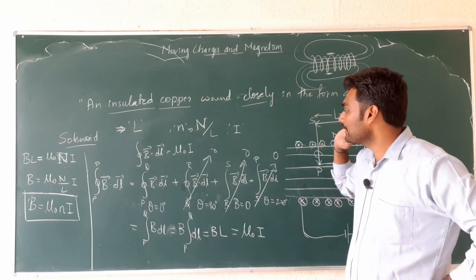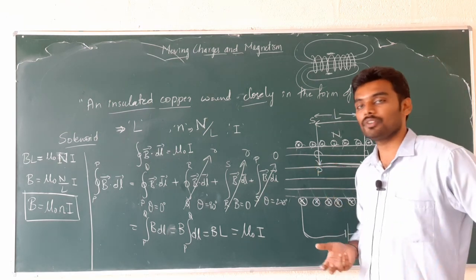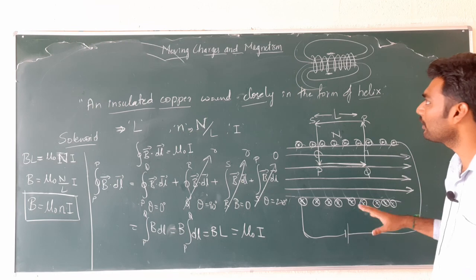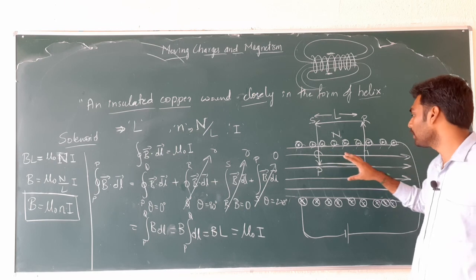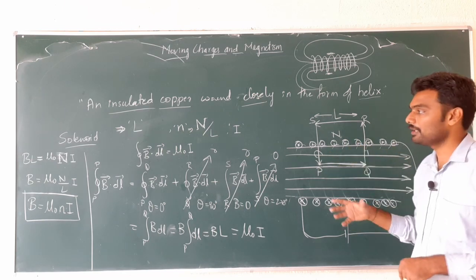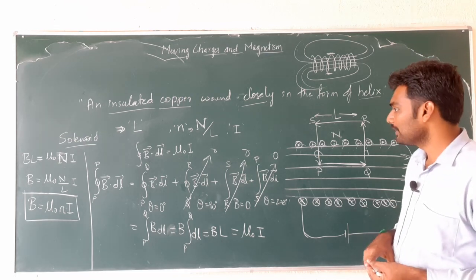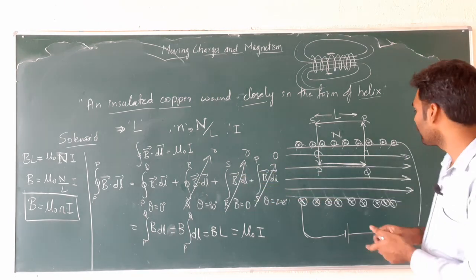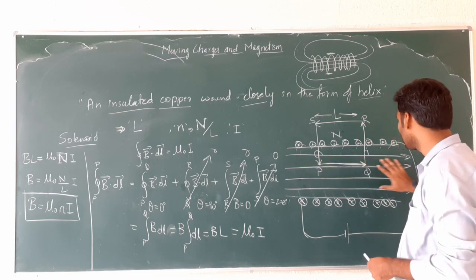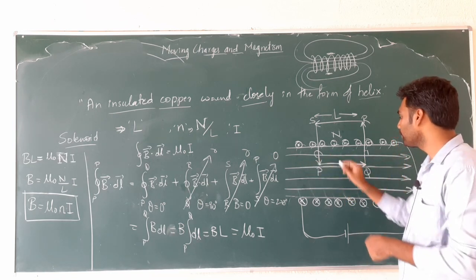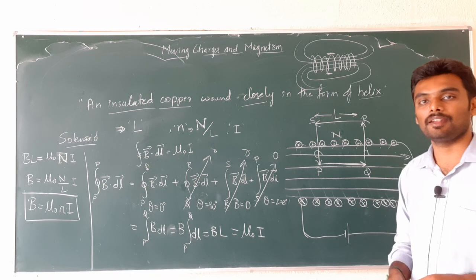As I say, this derivation is not there for you with regard to the board syllabus, but the concept you should be aware of. The way we make use of Ampere's circuital law and get the expression, that way has to be understood. It's very important. So this is about the solenoid and the expression for magnetic field inside it, which is mu naught n I. At every point inside the solenoid, the magnetic field is equal to mu naught n I.